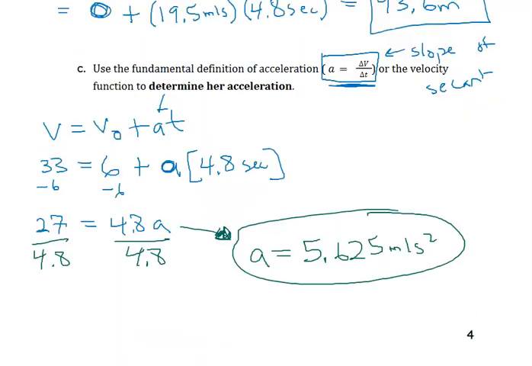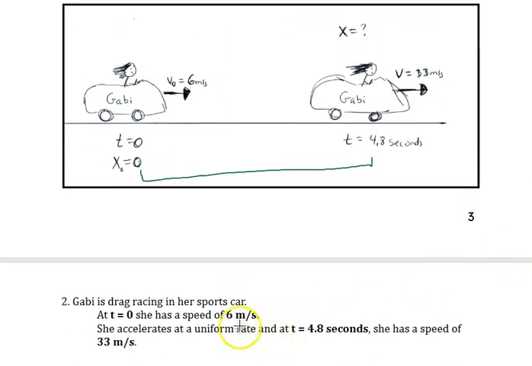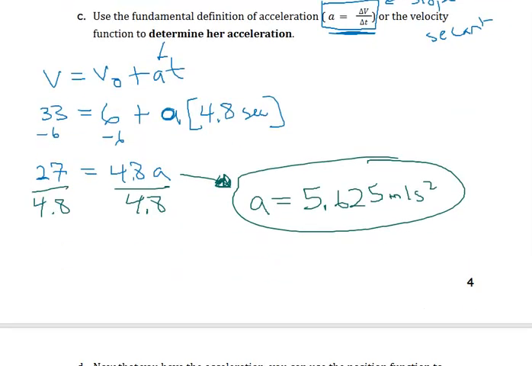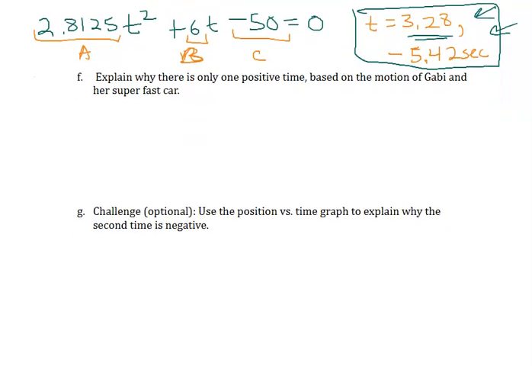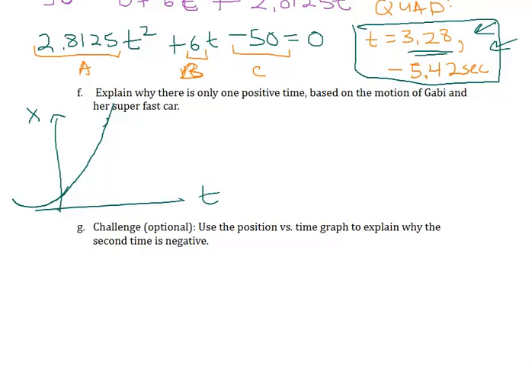Okay, so explain why there's only one positive time. If you look at what Gabi's doing, her initial speed is 6 and she's speeding up. So she's just going to keep going. I mean, not very realistic, but her vertex of the parabola is over here. She starts with some positive speed, and she's just speeding up faster and faster and faster. So she's only going to be at 50 at one positive time.